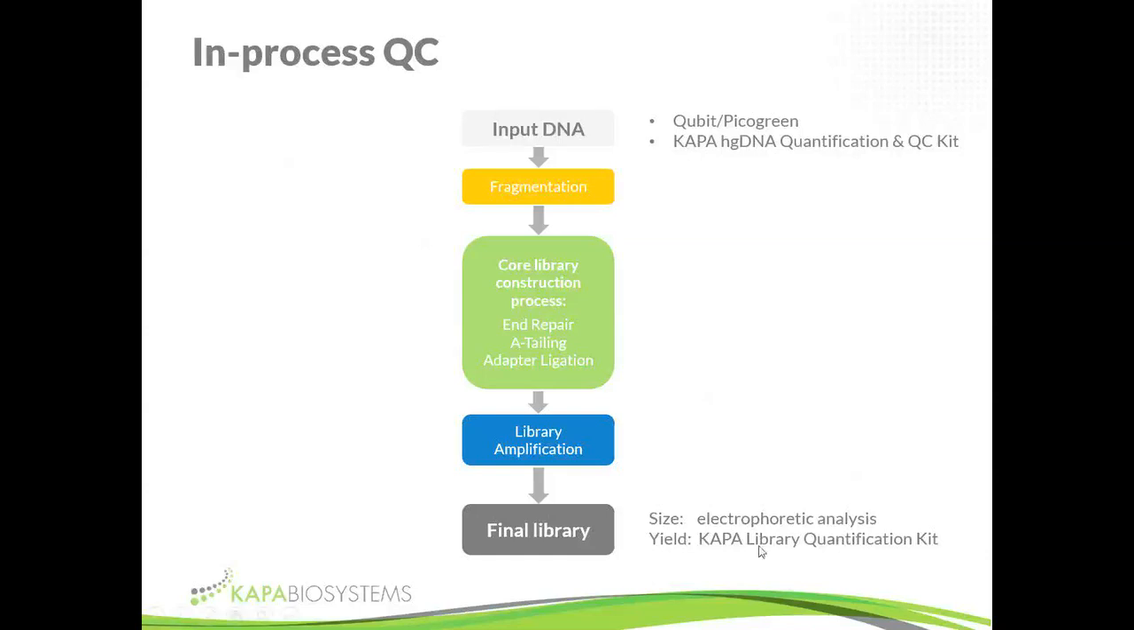You can quantify with Qubit, things with double-stranded DNA binding dyes. That's perfectly fine if your libraries are optimally amplified and aren't over-amplified. We very much recommend using our qPCR-based library quantification kit. It is more accurate, has a better dynamic range, and is also not affected by over-amplification. At any stage of the process, it gives you a better assessment of what the concentration of utilizable molecules is at that point.